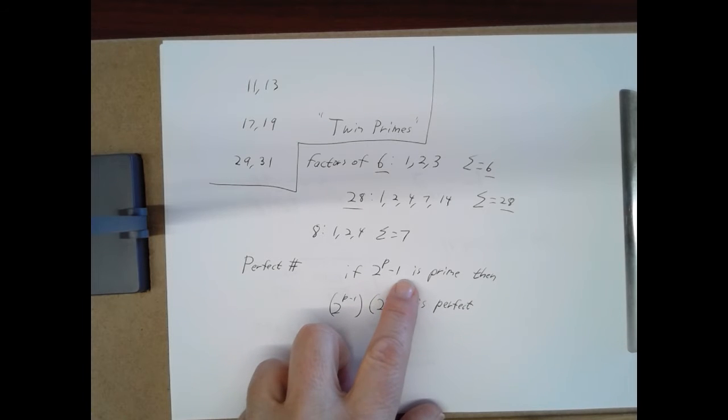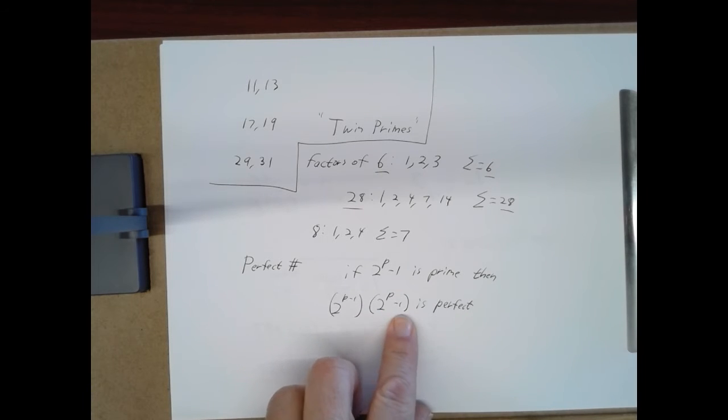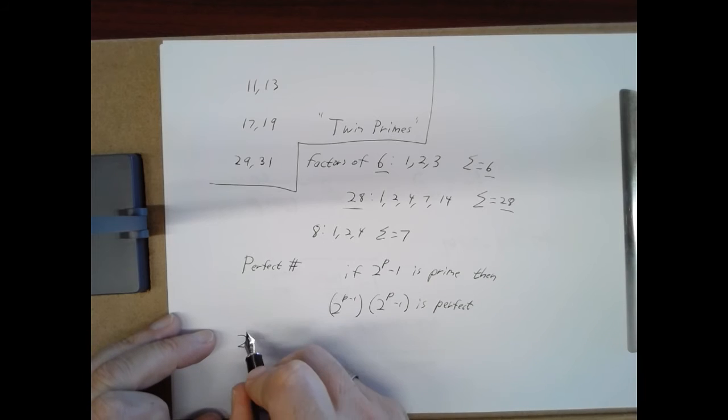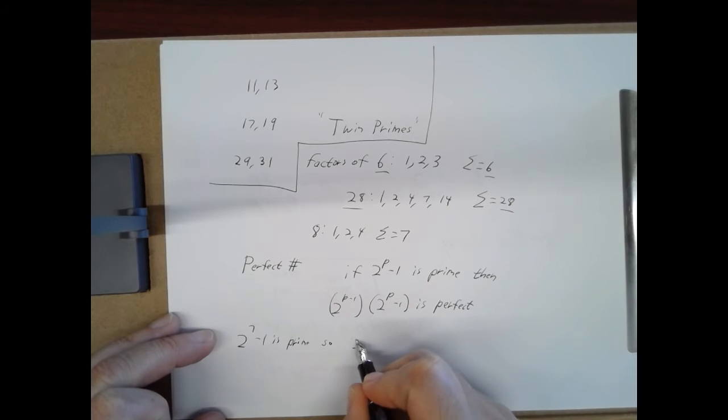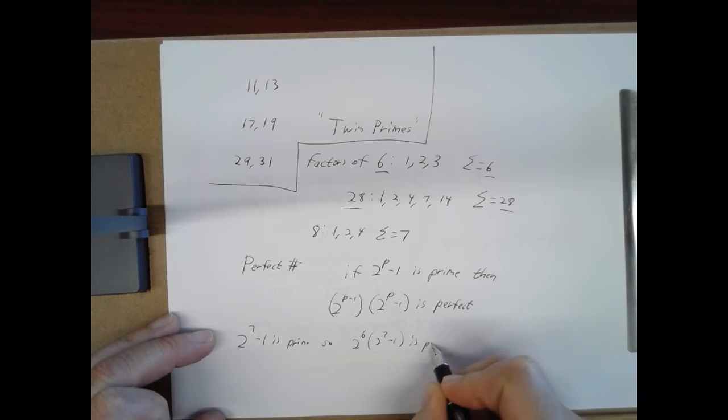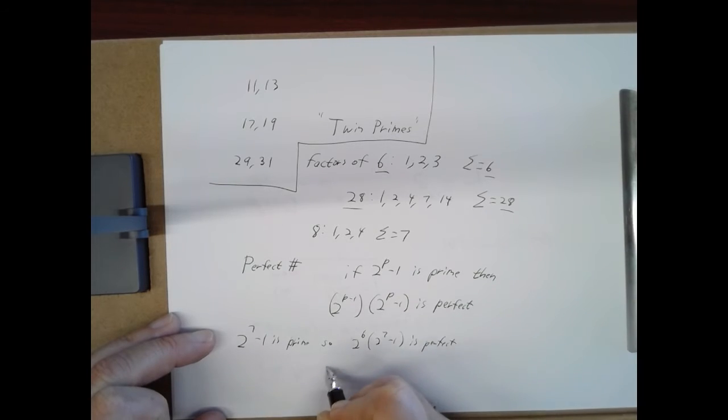2 to the second minus 1 is prime, so 2 to the second minus 1 times 2 to the first, that's 3 times 2 is 6. That's a perfect number. 2 to the seventh minus 1 is prime. So 2 to the sixth times 2 to the seventh minus 1 is perfect. So that's 64 times 127.